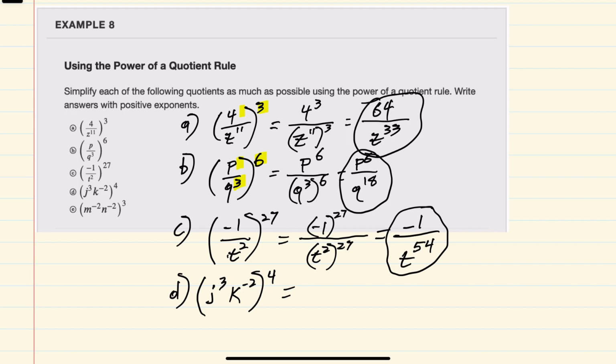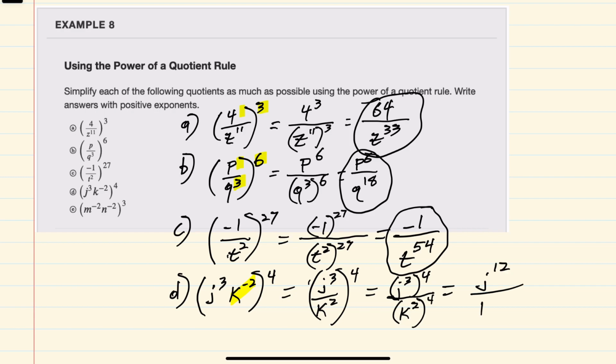For d, at first glance, we do not have a quotient to use the quotient rule. However, we are eliminating those negative exponents to make them positive. So I could start by rewriting this, moving the k to the negative 2 to the denominator as j to the 3rd over k squared raised to the 4th. Here we can apply the 4th power to both the numerator and the denominator. Simplifying the numerator gives us j to the 3 times 4 is 12, and the denominator of k to the 2 times 4 is 8.